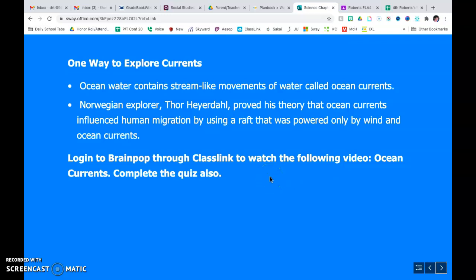Ocean water contains stream-like movements of water called ocean currents. Thor Heyerdahl, who was a Norwegian explorer, proved his theory that ocean currents influenced human migration by using a raft that was powered only by the wind and by ocean currents. So this is how we know that the ocean has these stream-like movements which can carry things. You're going to come back later and watch a Brain Pop on ocean currents.